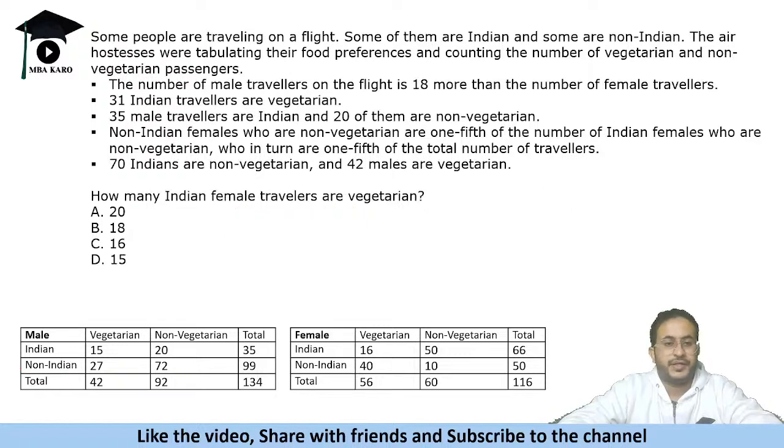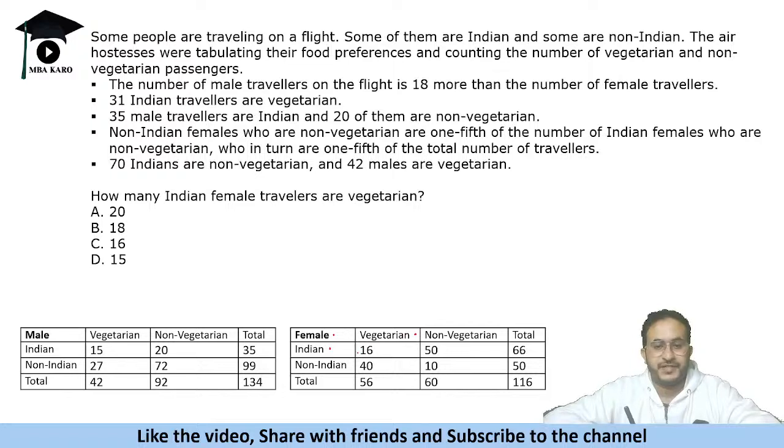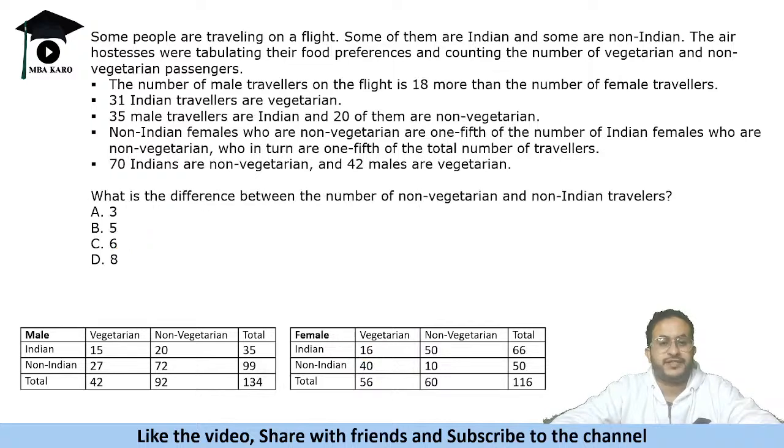Okay. All right. Next question. How many Indian female travelers are vegetarian? Indian, female, and vegetarian. So we have 16 such travelers who are Indian, female, and vegetarian. What is the difference between the number of non-vegetarian and non-Indian travelers? Find the difference between non-vegetarian and non-Indian travelers.